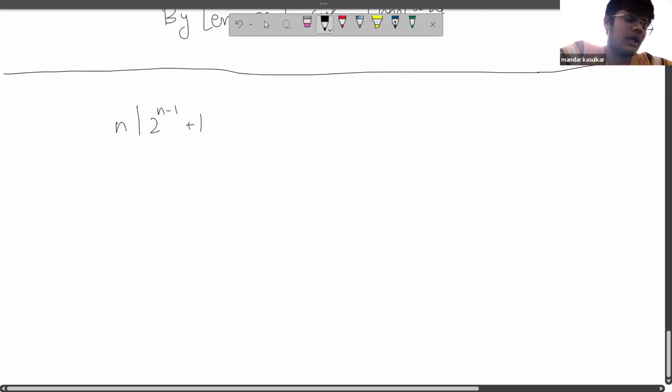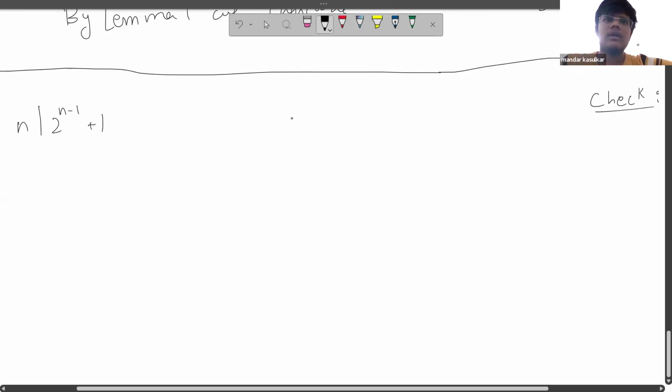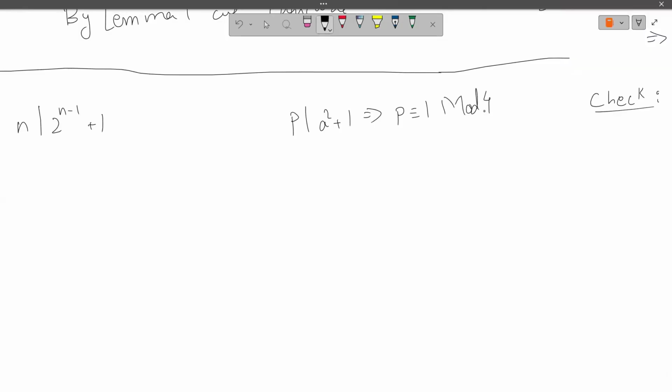Also, you people have had an NT class before, right? Yes. Okay, good. Was this discussed in it by any chance? p divides a squared plus 1 implies that p is congruent to 1 modulo 4. This is Fermat's Christmas theorem. It is indeed Fermat's Christmas theorem. I don't think this was discussed. Ah, that is pretty sad.